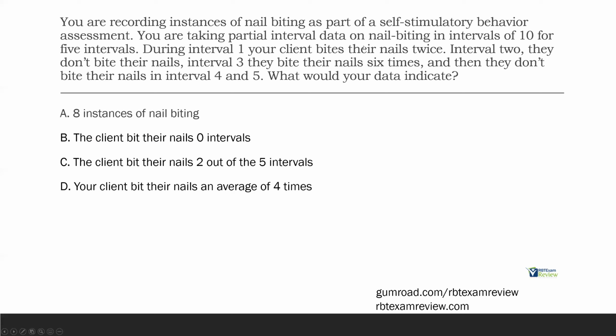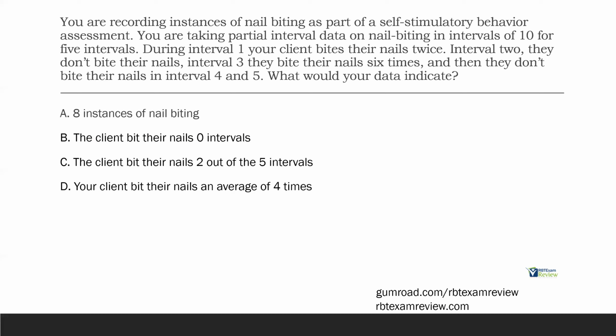During interval 1, we bit our nails twice, okay? So that's 1 response. Interval 2, they don't bite their nails, so we still have 1 response. Interval 3, bite their nails 6 times, 2 responses. And then 4 or 5, no biting, 0 responses. Therefore, 2 out of 5 intervals, the client bit their nails. So C is great. C looks really good.